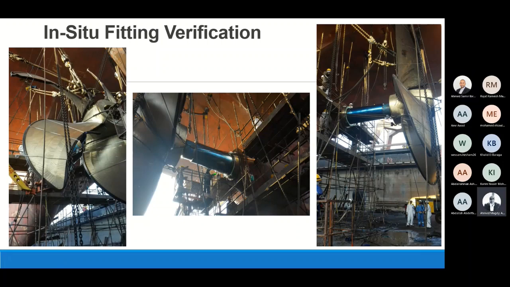We paint the shaft with a blue dye, we set the propeller on it and take the propeller outside, and we will see exactly where the propeller is resting and how much is rested on. Normally, as per the classification societies, it has to be 70% or more. So all the area inside has to be rested.